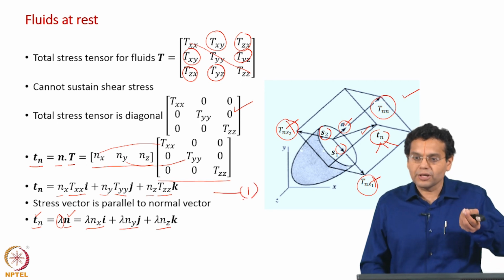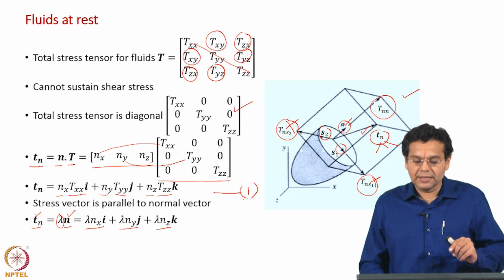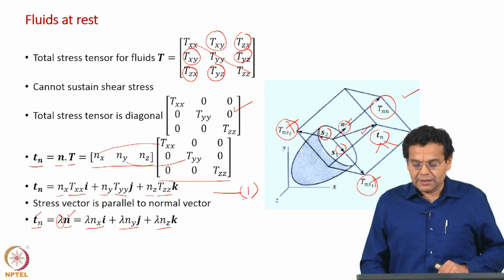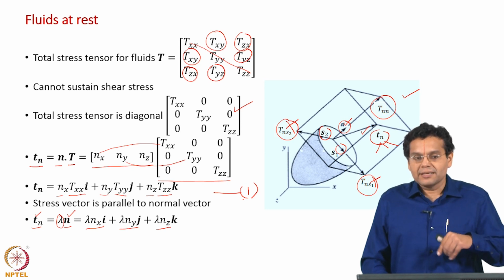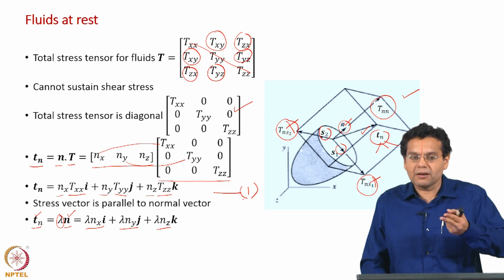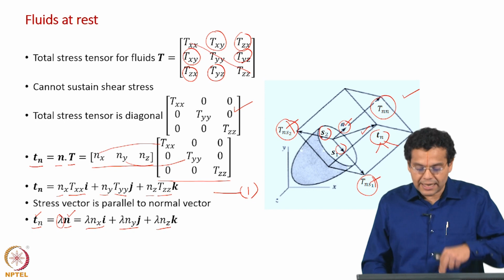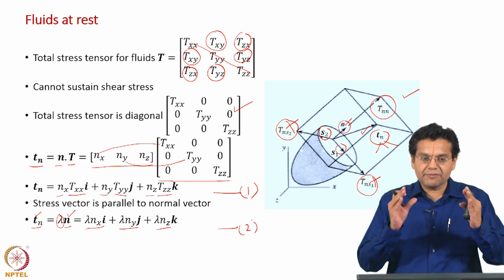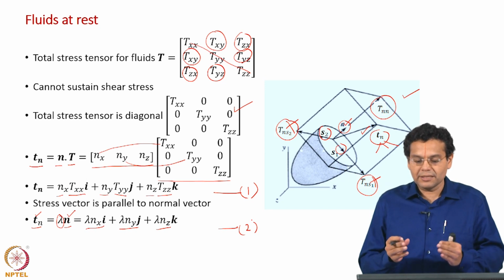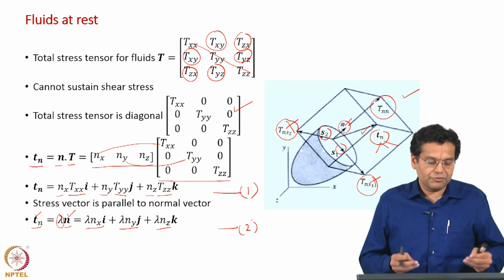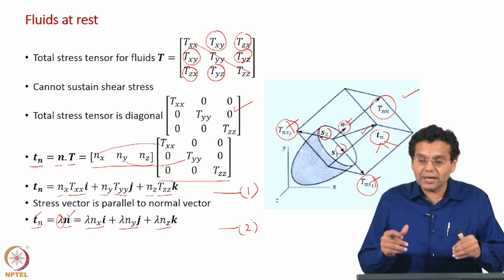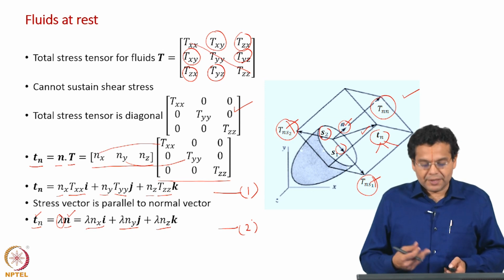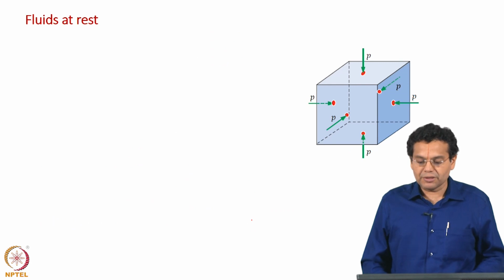Once again going back to the same experimental observation that there are no shear stresses in a static fluid, we infer that the stress vector and the normal should be parallel to each other, and hence write the second expression for the stress vector. Same experimental observation, resulting in two equivalent expressions for the stress vector. Both should be the same, so we will equate them. That is what we are going to see here.